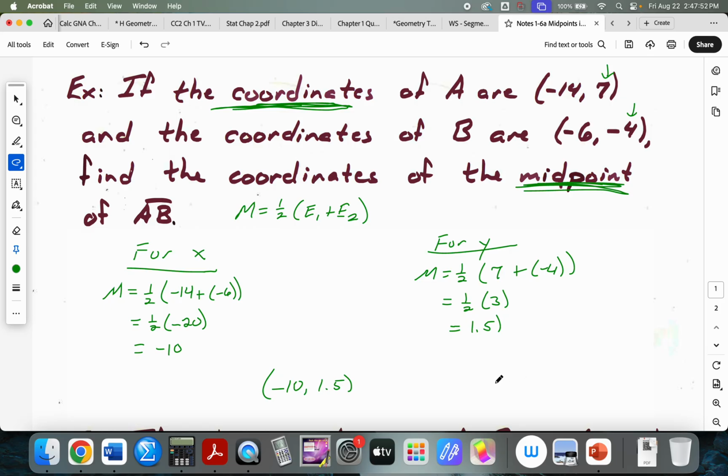As a reminder to everyone, when you're writing coordinates, you must have parentheses around them. There were some questions about that on the quiz. I did not take off this time, but I will. Coordinates must have parentheses around them, or it's just two numbers separated by a comma.